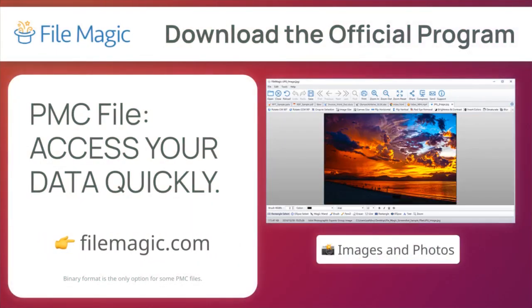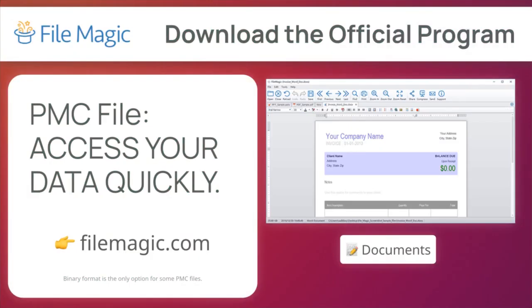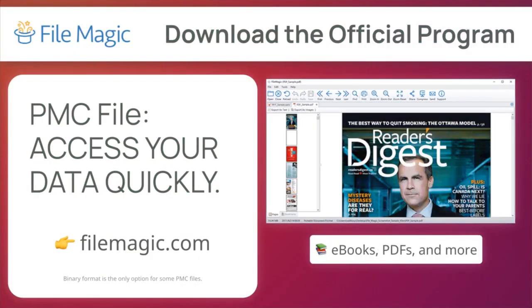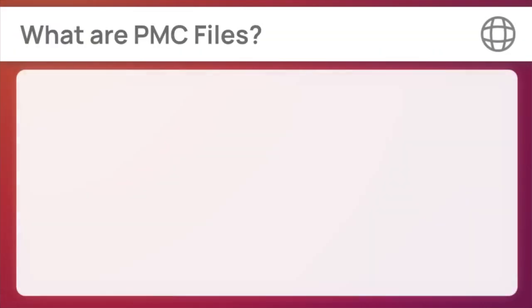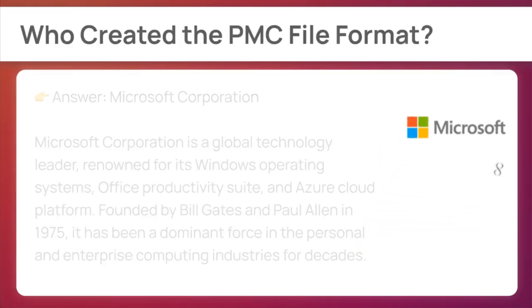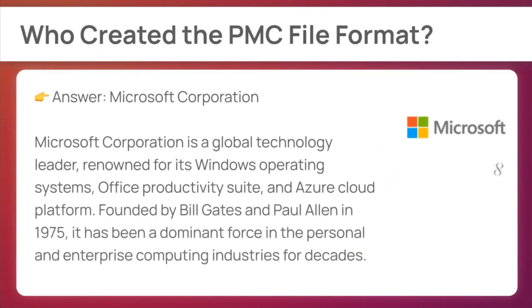We will talk about a powerful third-party PMC file inspection utility that extends its support to hundreds of different file types. PMC files are performance counter log files created by Windows Performance Monitor. They contain recorded system metrics including CPU utilization, memory usage, disk I/O, network throughput, and application-specific counters, sampled at configured intervals for system performance analysis and capacity planning.